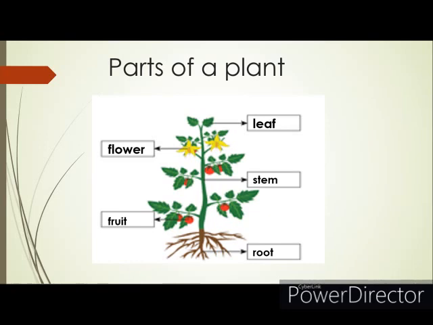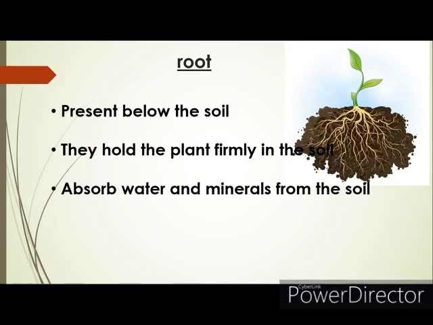So dear children, let us study about plants and different parts of a plant. What are the different parts of a plant? Root, fruit, stem, flower, leaf. These are the different parts of a plant. Okay, so root. Last class we discussed about root, stem and leaves, right?